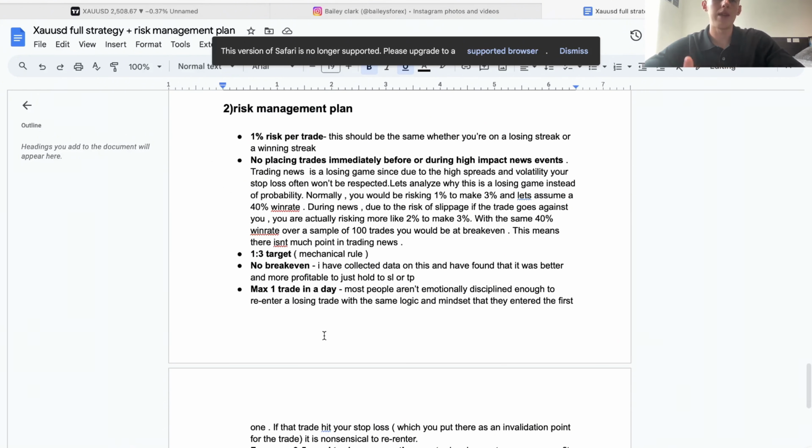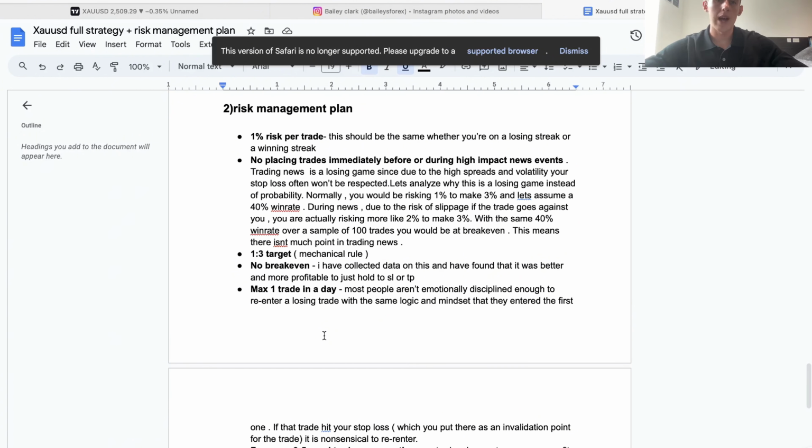So the risk management plan, I've made this as concise as possible. 1% risk per trade, and this is the same whether we're on a losing streak or a winning streak. So in essence, don't let your historical results dictate what percentage risk you use per trade. If we have 5 losses in a row, we are not cutting the risk out of fear. And if we have a winning streak, we are not doubling the risk because we're overconfident. It's important to retain that sort of objectivity and mechanical rule in your trading.